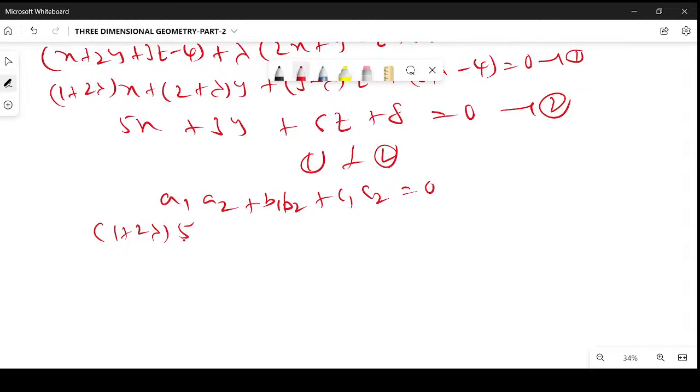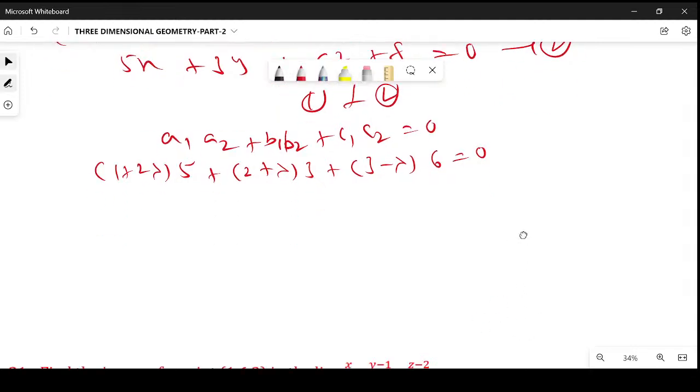One plus 2 lambda into 5 plus 2 plus lambda into 3 plus we'll get 3 minus lambda into 6 equal to 0. Now if I simplify, we can find the lambda value. So you will get 5 plus 10 lambda and 6 plus 3 lambda plus 18 minus 6 lambda equal to 0.